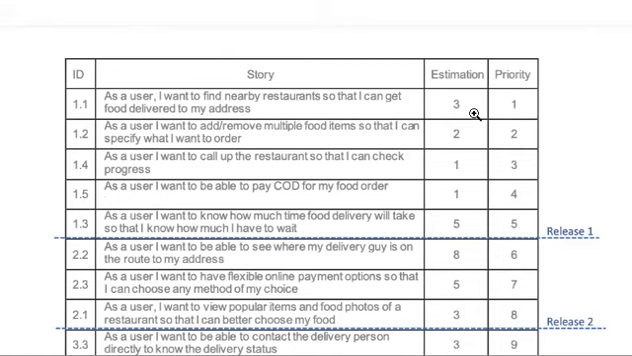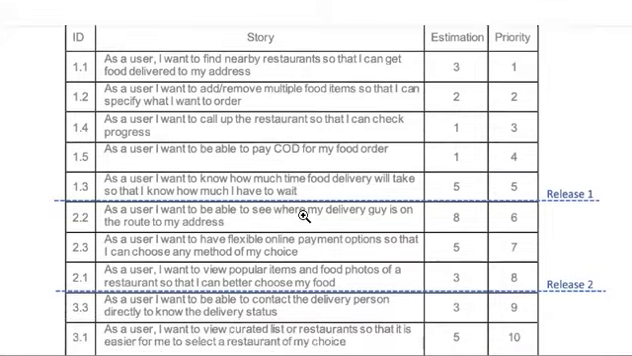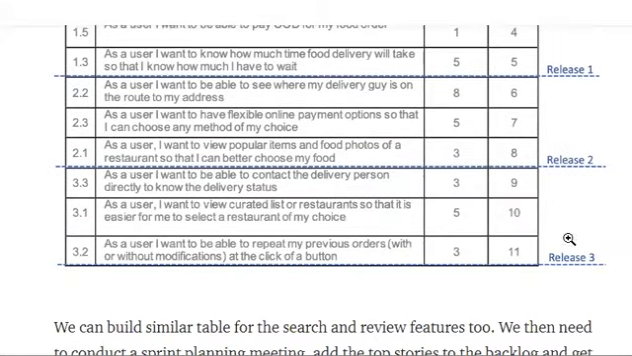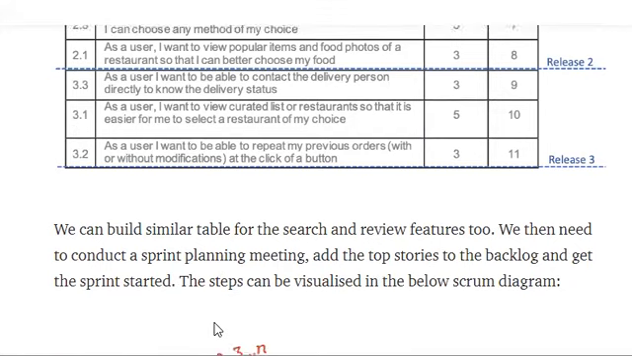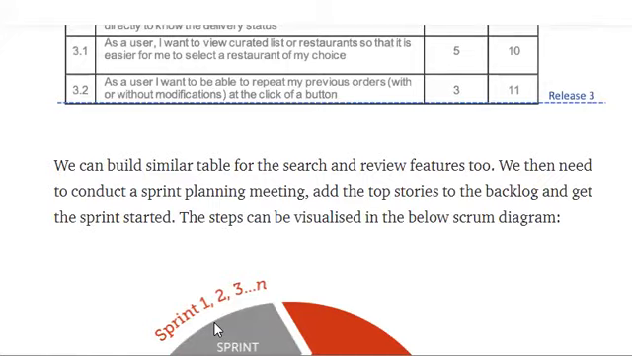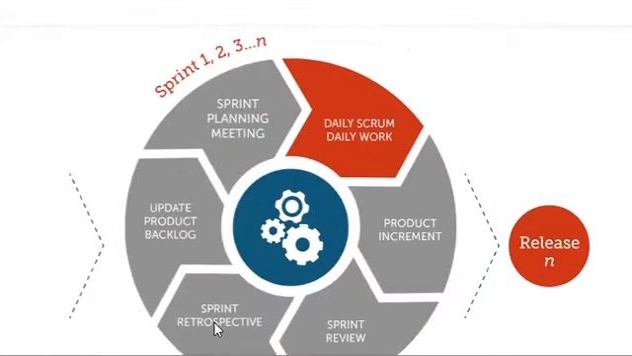You did the estimation, it requires 3, 2, 1, 1, 5, 8, 5, 3, 3, and decided the priorities. This needs to be released as early as possible, right? And these 4 stories related to this feature you are planning in release 2, and the last 3 in release 3. So we can build a similar table for the search and review feature too. We then need to conduct a sprint planning meeting, add the top stories to the backlog, and get the sprint started. And the steps can be visualized in the below Scrum diagram.